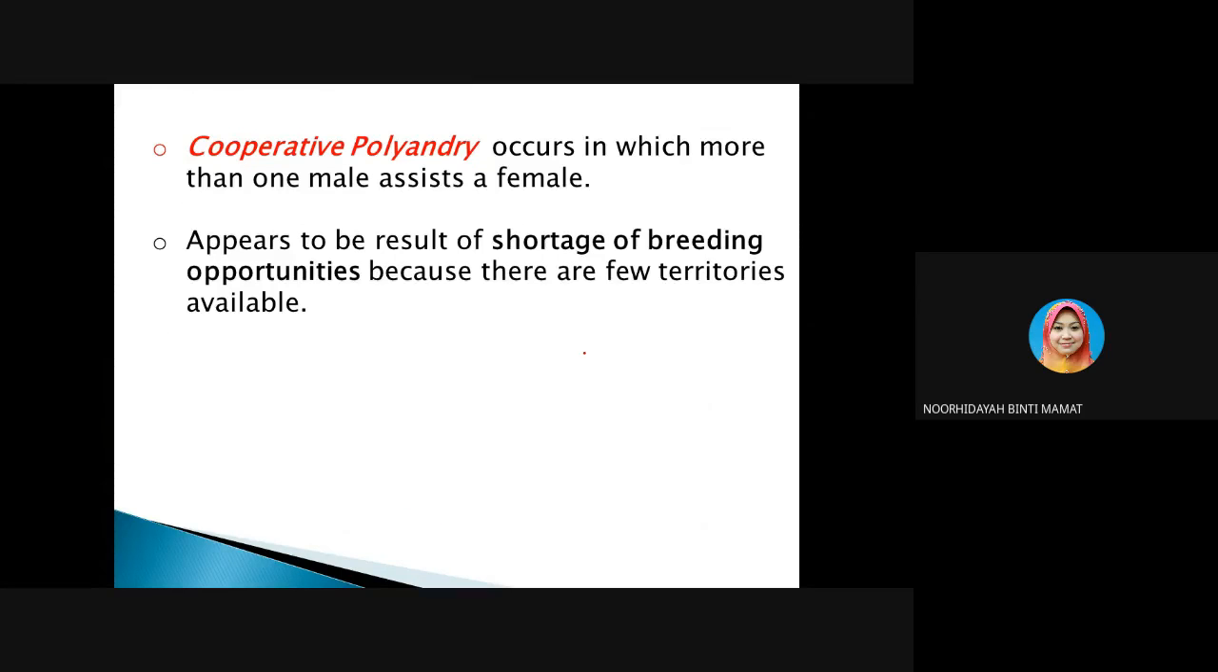Okay, so we move to the second form of polyandry, which is cooperative polyandry. Cooperative polyandry occurs when more than one male assists a female. The males cooperate with each other to assist one female. This appears to be a result of a shortage of breeding opportunities, because there are only a few territories available. That is why all the males will help together to assist one female territory. Okay, so this is what we call cooperative polyandry.